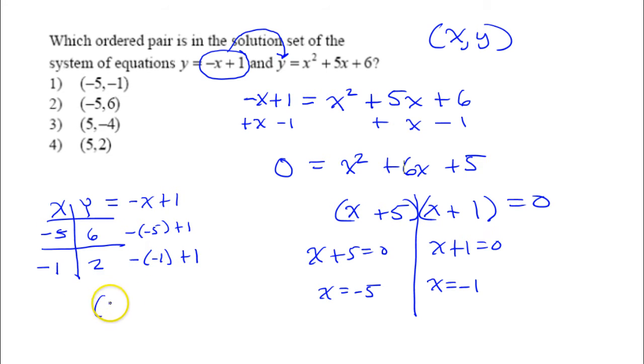So that means the answers are negative 5, 6, and negative 1, comma 2. Let's see, which ordered pair is in the solution set? I see negative 5, 6 is the only one of these that is also one of these. So the answer is item number 2.